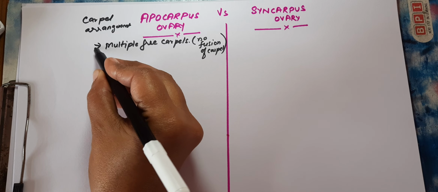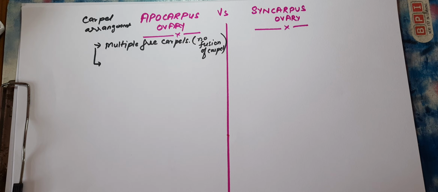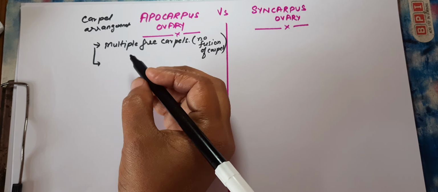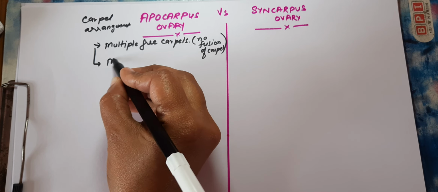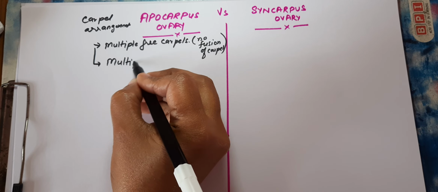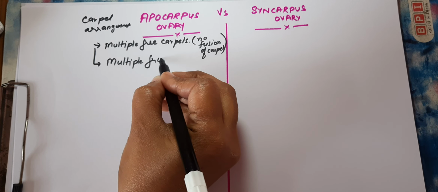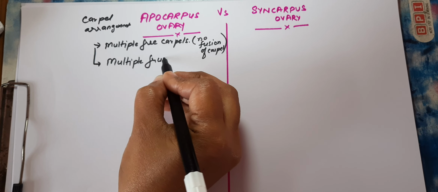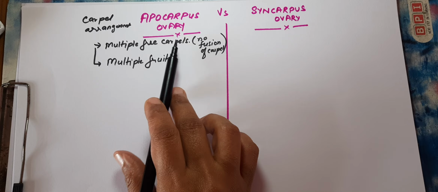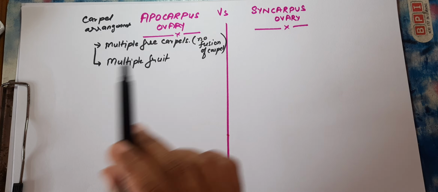So if there is an apocarpous ovary, since the carpels are functioning independently, it will lead to the formation of multiple fruits. So you can remember it like this: in the apocarpous ovary there will be multiple free carpels and these carpels will give rise to multiple fruits.